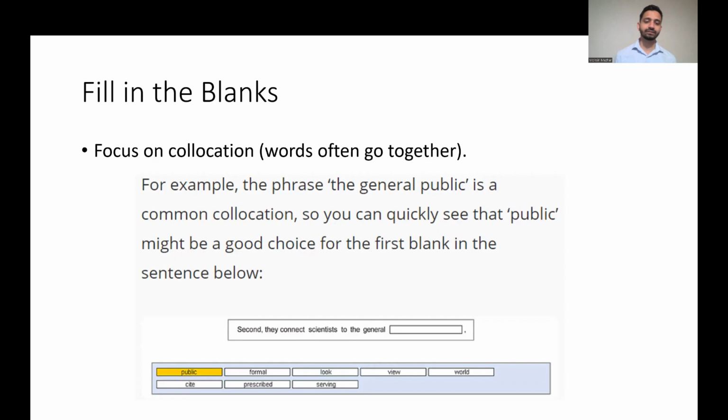So second, they connect scientists to general public. They connect scientists to who? General public. So that's how you will collocate it. After collocating the word, we will think about the meaning. Does it make sense? Yes, it makes sense. Connecting scientists to general public actually makes sense in this sentence.